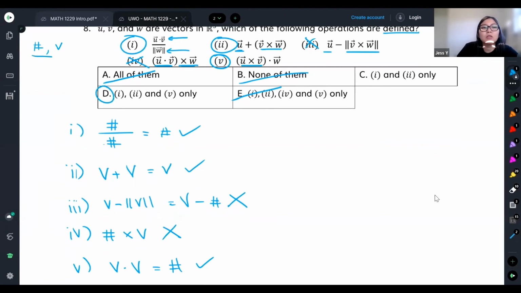Okay, so use this trick on the exam if you see these defined or possible questions, like if they ask you which of these are defined, which of these are possible, use number to represent the result of a number, v to represent a vector, and then go all the way through. All right.